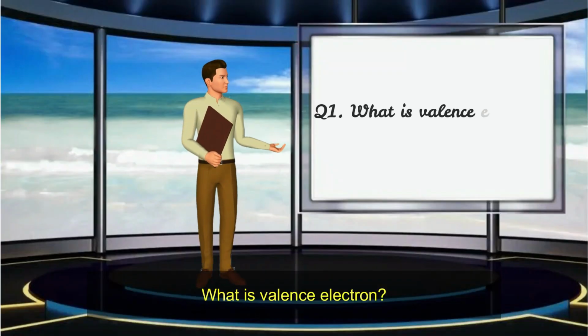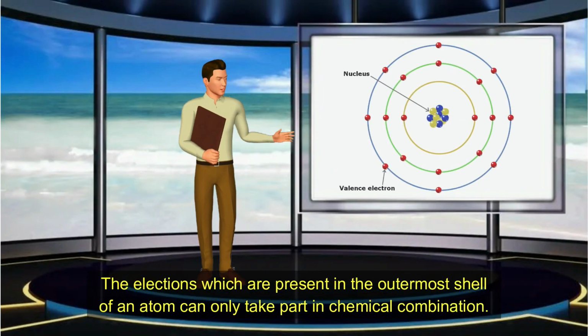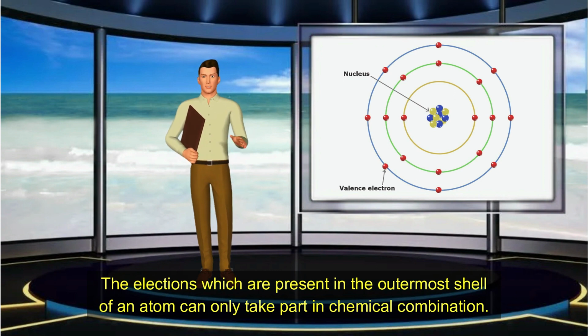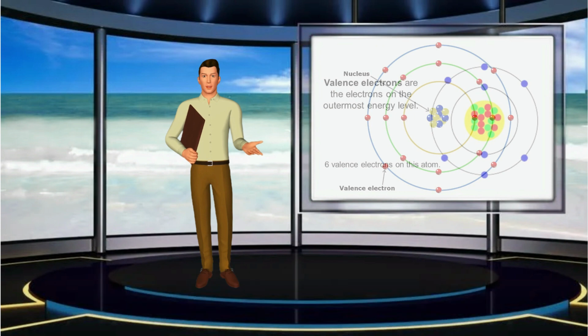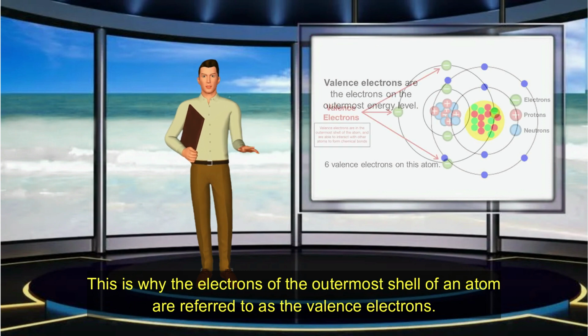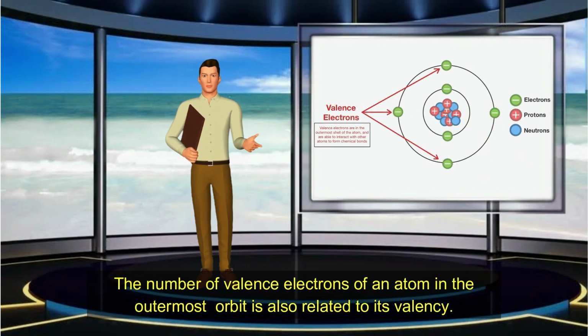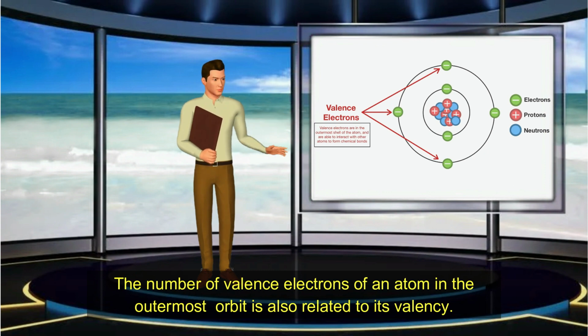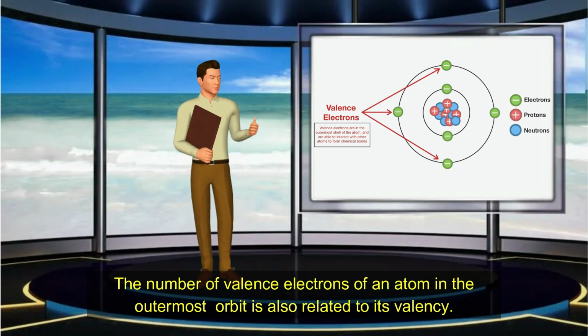What is valence electron? The electrons which are present in the outermost shell of an atom can only take part in chemical combination. This is why the electrons of the outermost shell of an atom are referred to as the valence electrons. The number of valence electrons of an atom in the outermost orbit is also related to its valency.